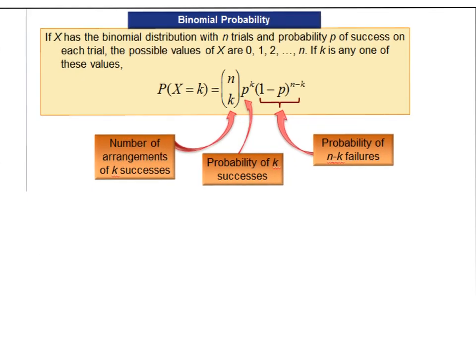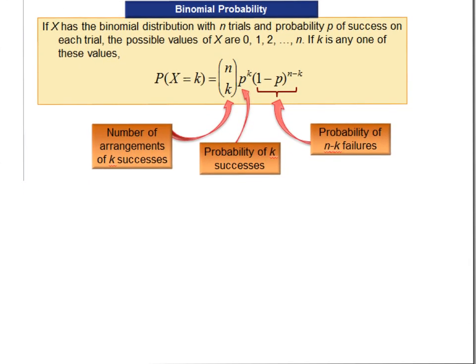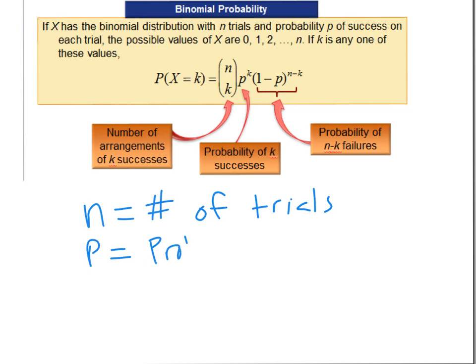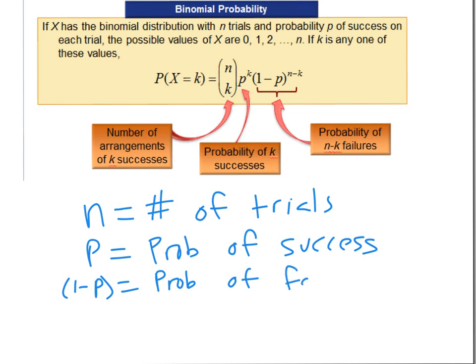So here is what your binomial probability looks like. Okay? So just to be clear here, this is not new. N is the number of trials. That should be known. P is the probability of success. And in fact, those 2 things should be clarified at the very beginning of a binomial problem. 1 minus P, we saw that already come up. That's the probability of failure. It will obviously just be the complement of the probability of success.